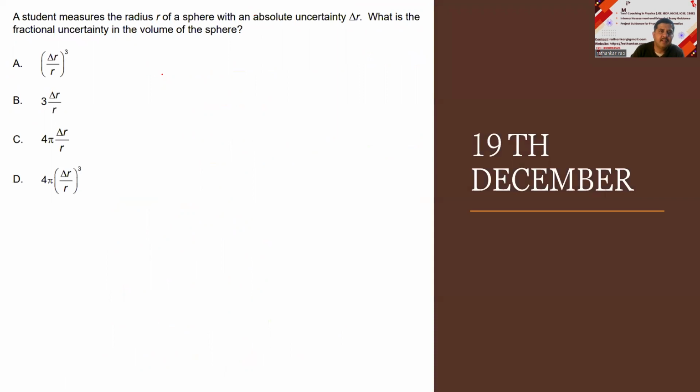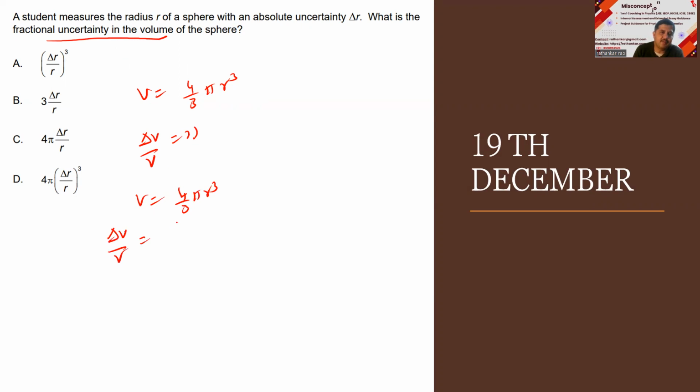Then a student measures the radius r of a sphere with observed uncertainty delta r. What is the fractional uncertainty? Today only I did the same thing in the class. The volume of the sphere is given by 4 by 3 pi r cube, right? And then what is he asking? Fractional uncertainty in the volume, which means what? I want delta v by v, right? Delta v by v is equal to what? So v should be equal to 4 by 3 pi r cube.